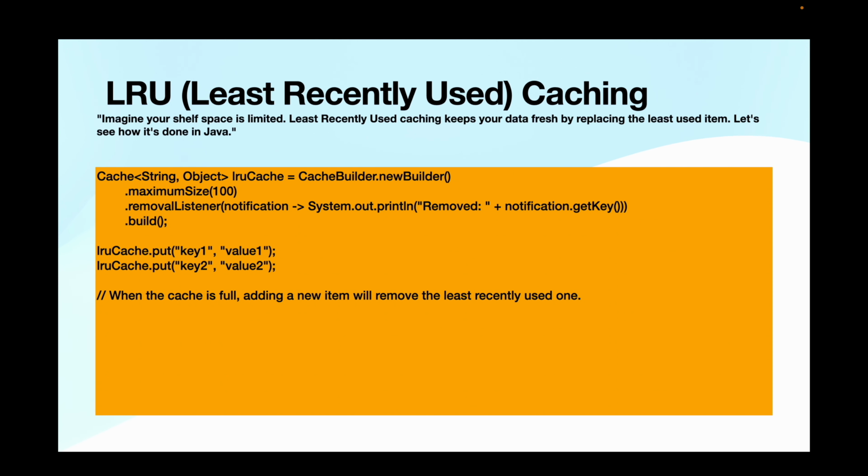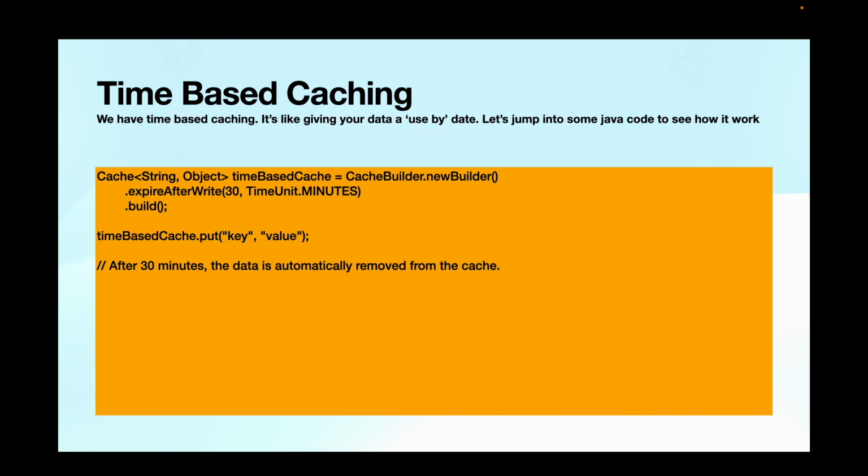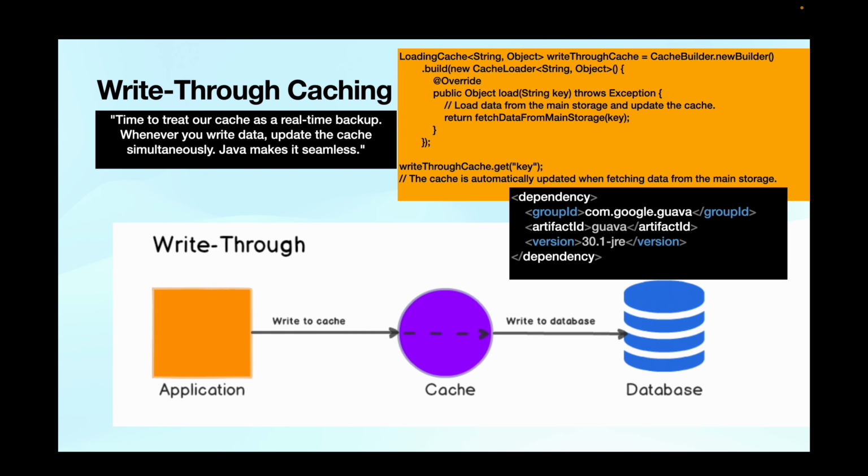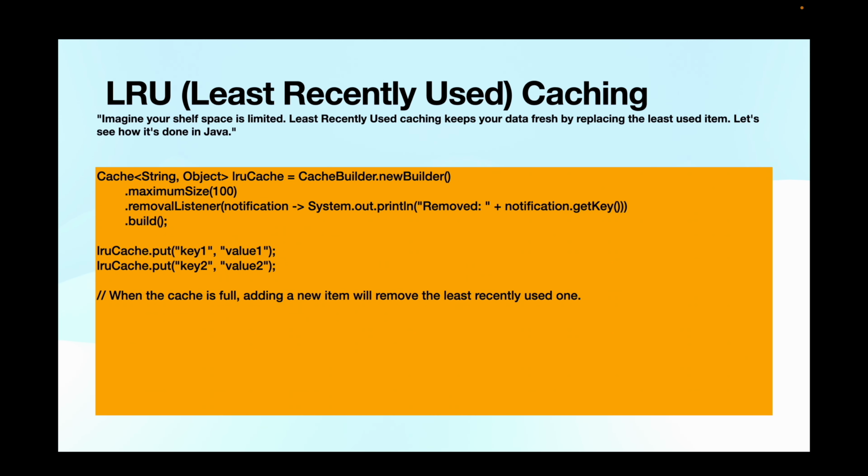You can directly use this code in your application using the dependency I have shown you at the start of the video. This one, the group ID com.google.guava, and the artifact ID is guava. Okay, so this is simple.